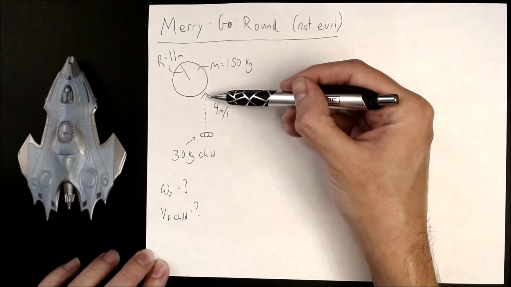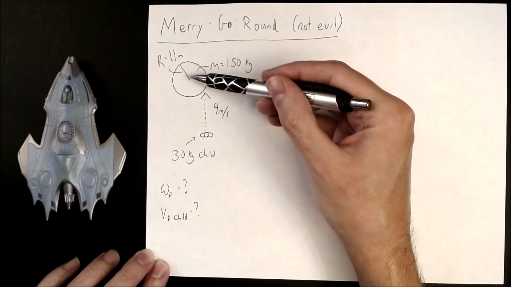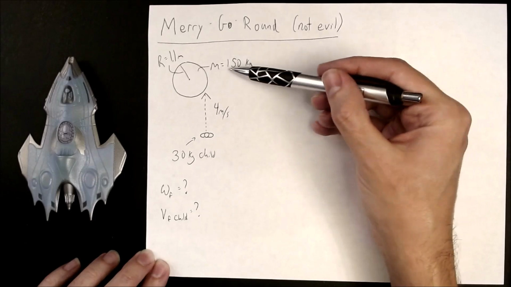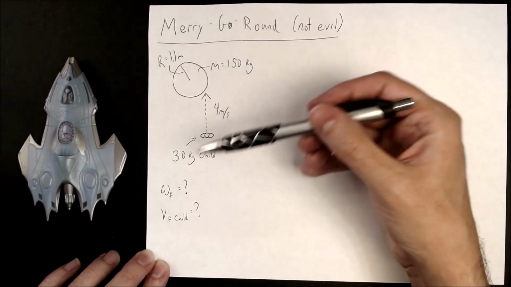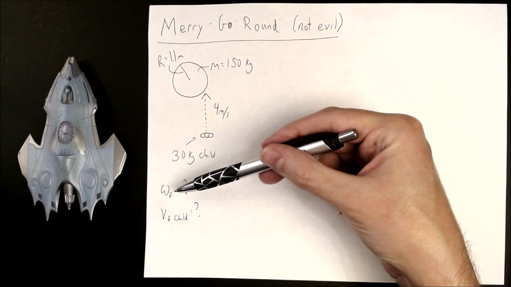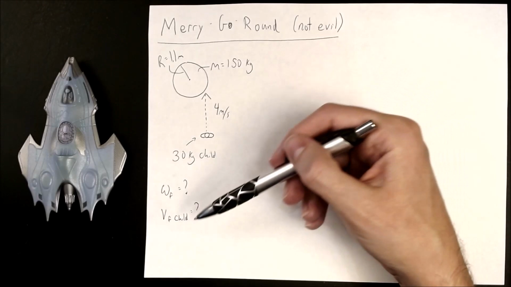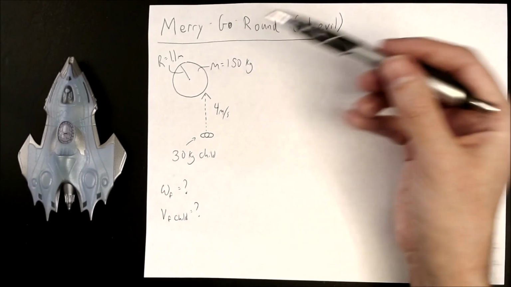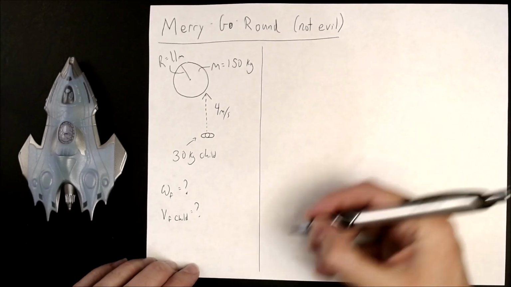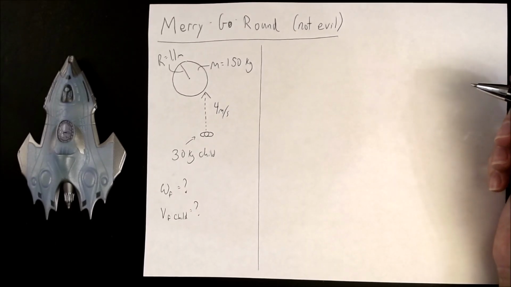So the child is running at 4 meters per second towards the edge of this disc that rotates in the middle. The disc has a radius of 1.1 meters and a mass of 150 kilograms. We need to find the final angular velocity of the disc of the merry-go-round and the final velocity of the child. Well, what kind of problem is this? This is an angular momentum problem.